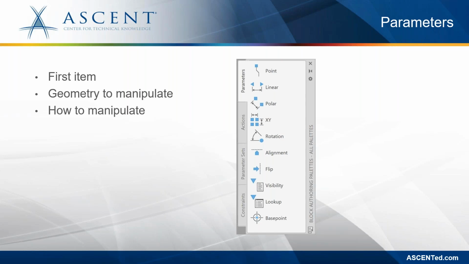Now, having said that, again, I'm repeating this, certain parameters are completely independent and don't need actions to be associated. Examples of that are the alignment or the visibility parameter. They don't need actions to be applied to them. They work independently. They are complete in themselves.